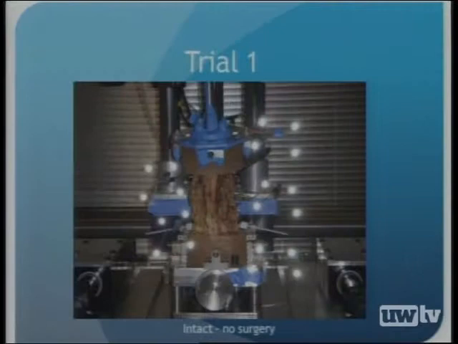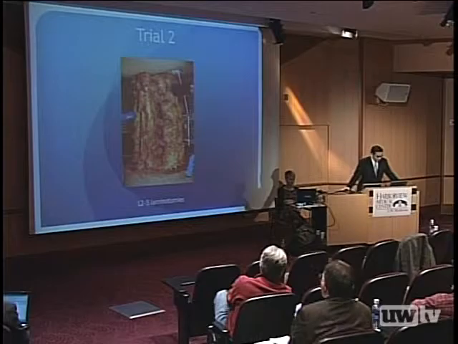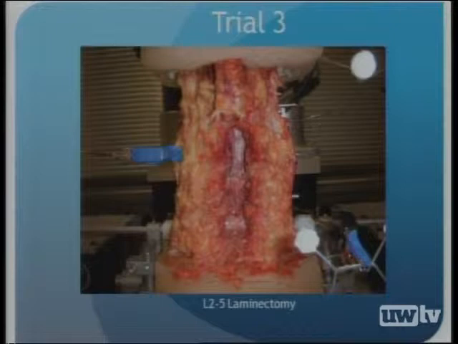So this is a picture of our trial 1. You can see we have these reflective spheres attached to each level, and there's been no surgery done on this specimen. This is an oblique picture of trial 2 after the laminotomies at L2 to L5. You can see they're fairly aggressive laminotomies extending from the supermost aspect to the inferiormost aspect of the facet. And trial 3 is after the laminectomy, which is shown here. So what do we find?